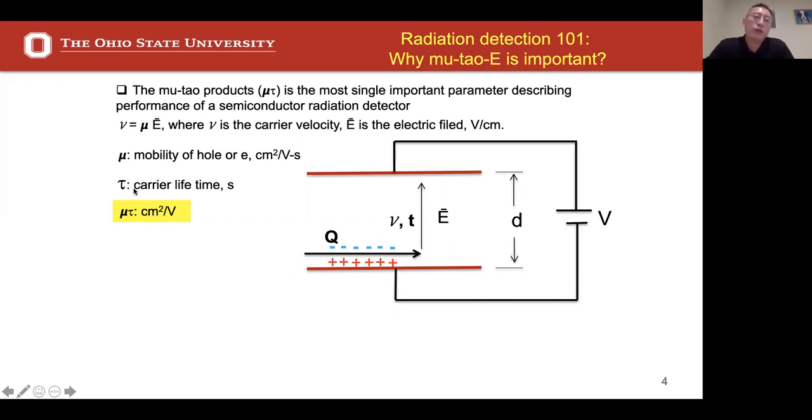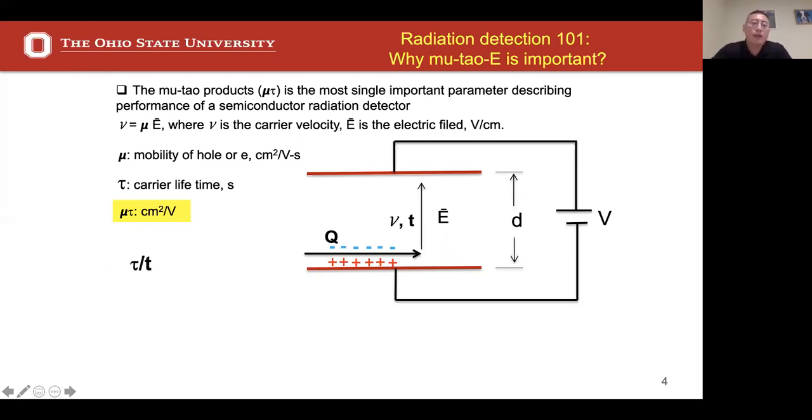It's easier to conceive carrier lifetime because you want a carrier to survive long enough before it can travel from one electrode to the other electrode in order to be collected, or in order to induce charge in the external circuit. So then you multiply mu and tau together. It has another funny unit, square centimeter per volt. I guarantee most people will have no idea what mu tau is by looking at these units.